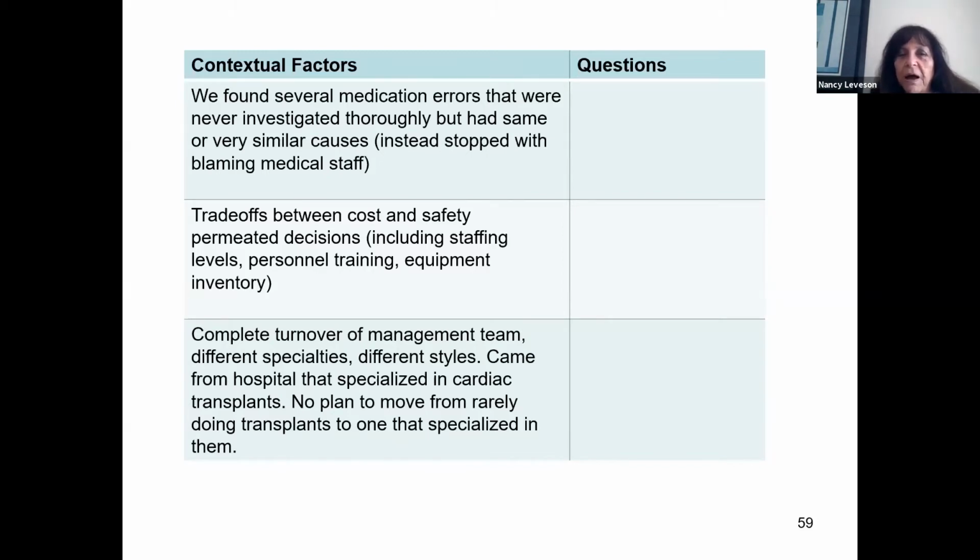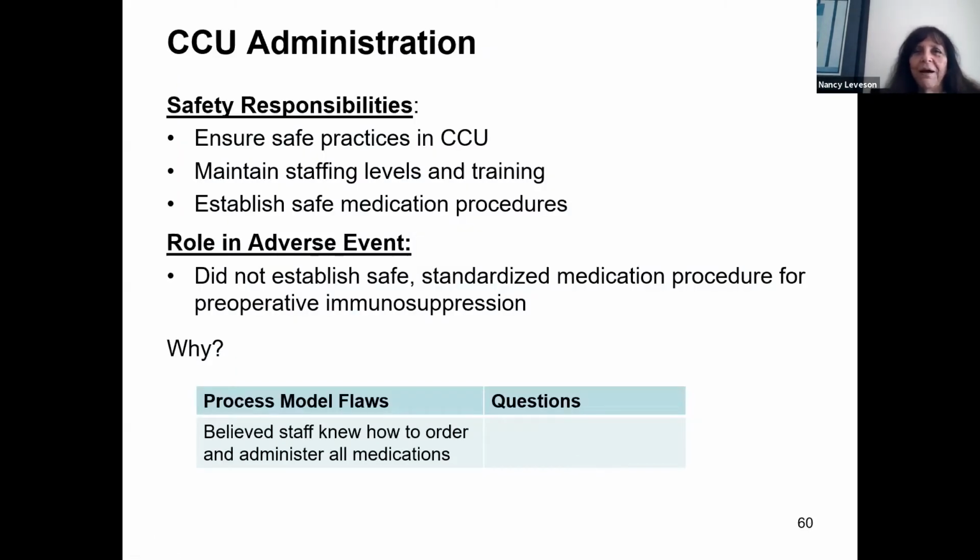They came from a hospital that specialized in cardiac transplants. They decided that they would rush to make heart transplants a major part of their income. But there was no plan as to how to do that, moving from a group that almost never did them to one that specialized in them. Again, a change, management of change.